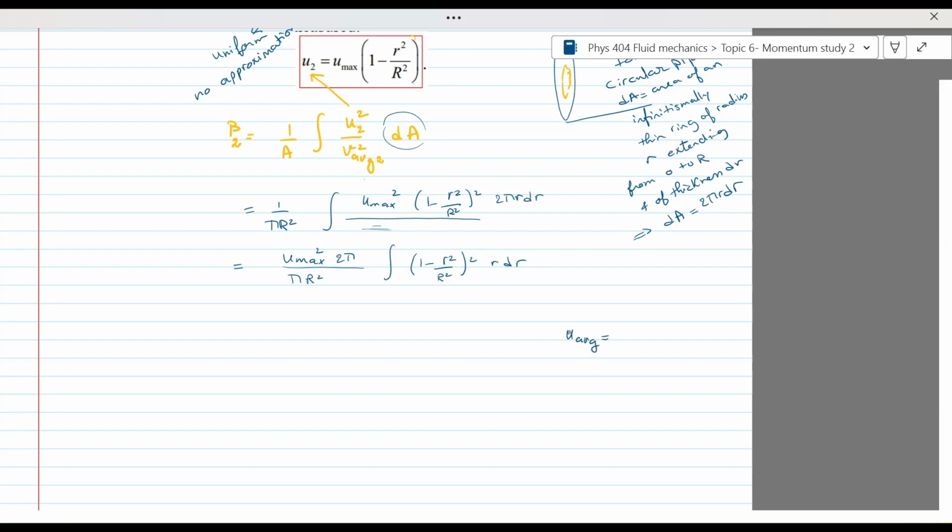For our velocity profile, we can find u average, which is simply found by 1 over A integral of the velocity that we have over dA. This is 1 over pi capital R squared, integral of u max into 1 minus r squared over capital R squared, and dA again is just 2 pi r dr. We take our constants to the outside. I have u max 2 pi over pi capital R squared, and we integrate over 1 minus r squared over capital R squared times r dr.